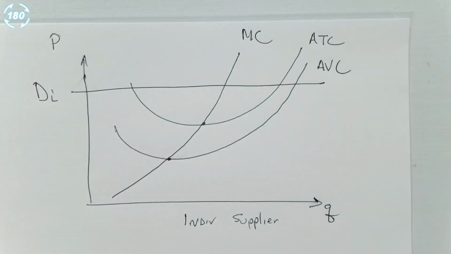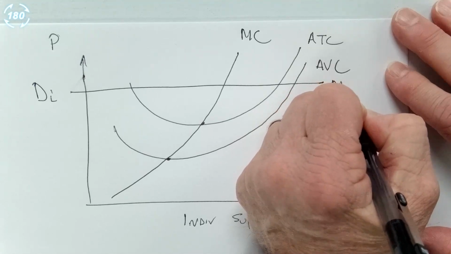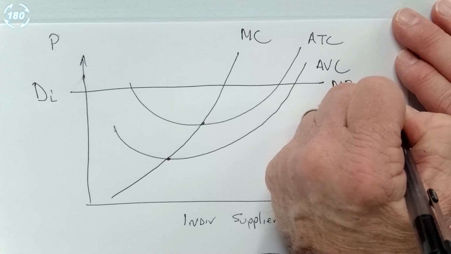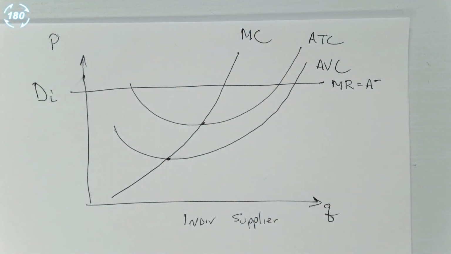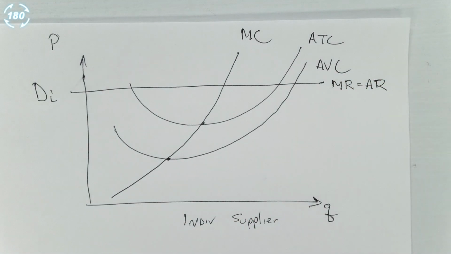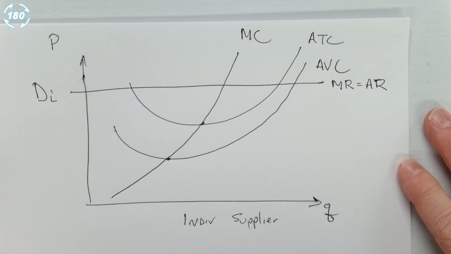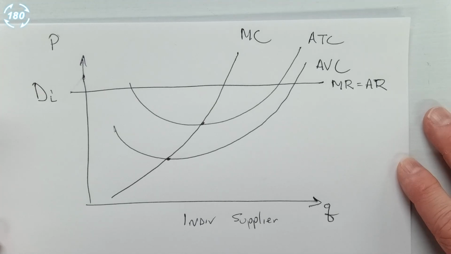See, I put D sub I here, which also equals the marginal revenue and the average revenue. Your book uses AR, average revenue. Okay, there's the demand and the supply side as far as the individual supplier goes, as far as they're concerned. Okay? All right, so any questions on that?